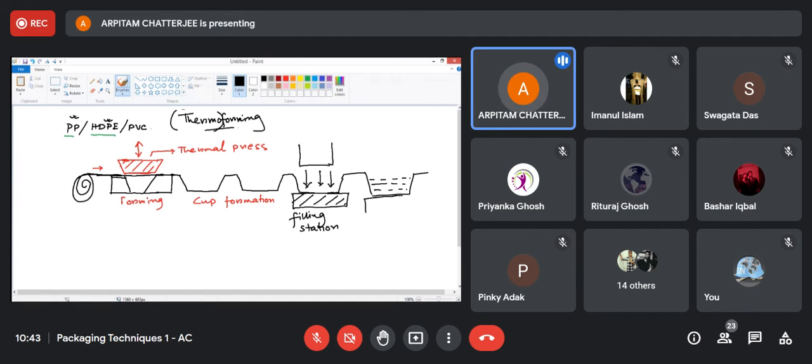Okay. Then what's happening after it has been filled? You have another reel coming from the top, going like this. So this is the sealing reel. This can be the same material, meaning the same plastic, or it can be a different plastic. Okay. So this is coming over here.